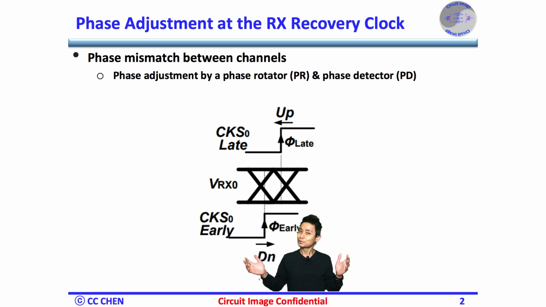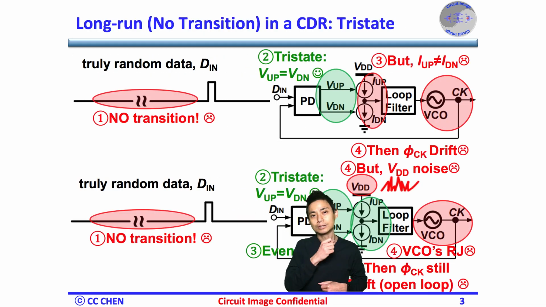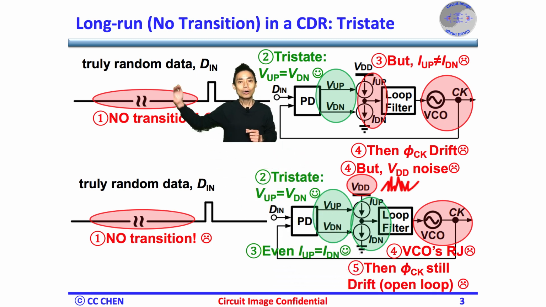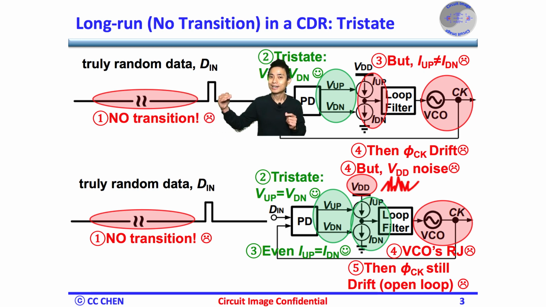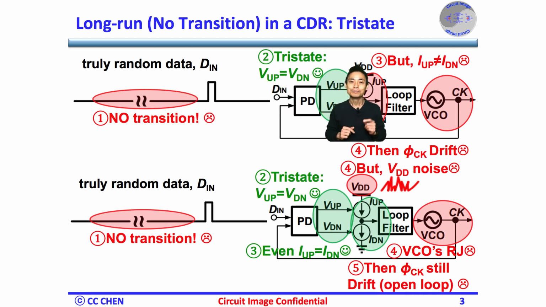Do you see any issue here? Can you think about the random data image for 5 seconds? Good. The phase comparison of the PD comes from the data transition, 1 to 0 or 0 to 1. But random data without any encoding could have a very long run of consecutive 1s or 0s without transition. Ideally, the PD should provide no update information if there is no data transition, and keep the clock in the tristate without moving the phase.